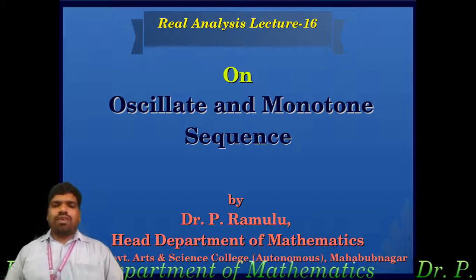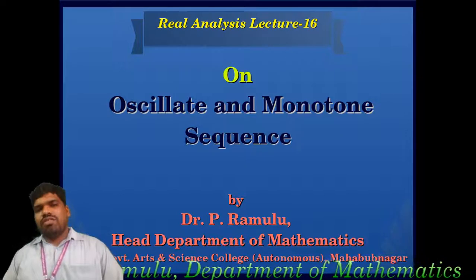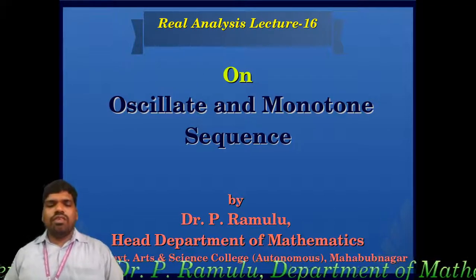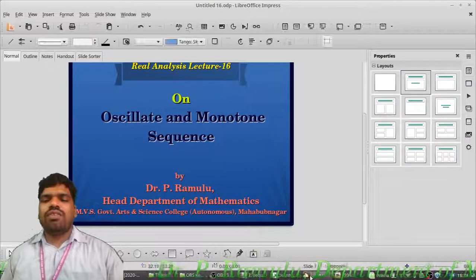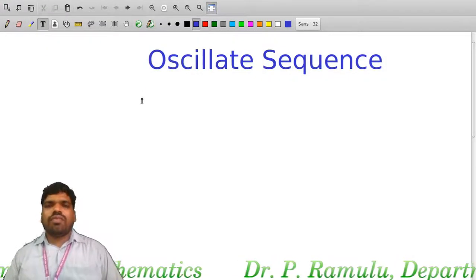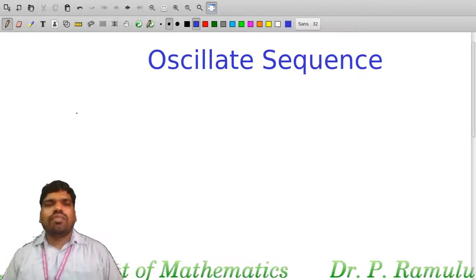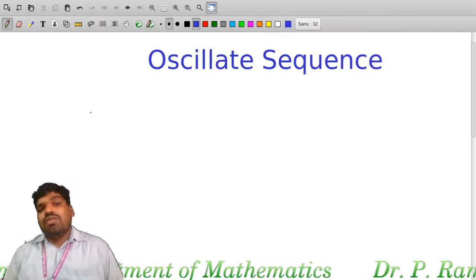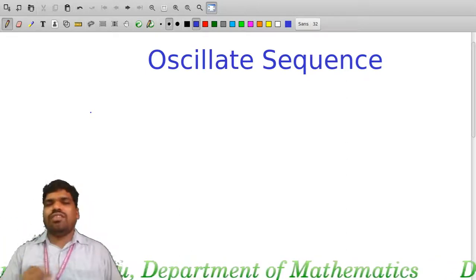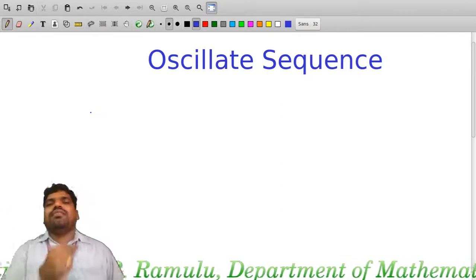Up to the last lecture we have discussed convergent and divergent sequences. Now I want to discuss oscillatory and monotone sequences. First of all, what is an oscillatory sequence? A sequence oscillates when it is moving like this.